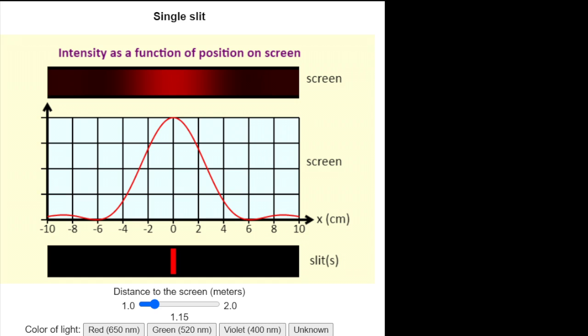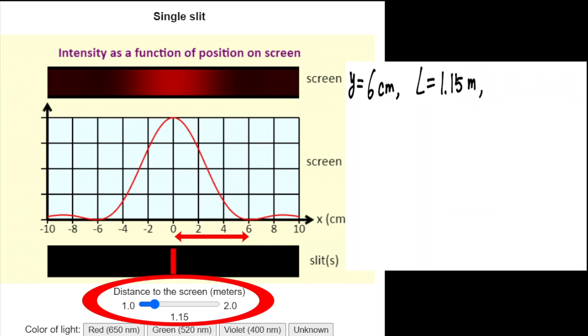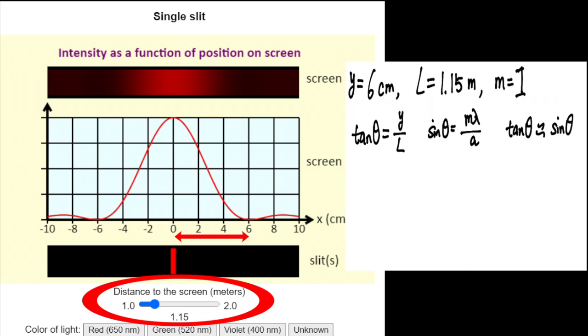Here I'm going to show you one example using the red laser. Here y is the projected distance away from the center, and L is the distance to the screen. m is the order number, which tells you which minimum you are looking at, so m equals 1 is the first minimum from the center. From the geometry shown in the picture in the introduction, we also have tangent theta is equal to y over L.